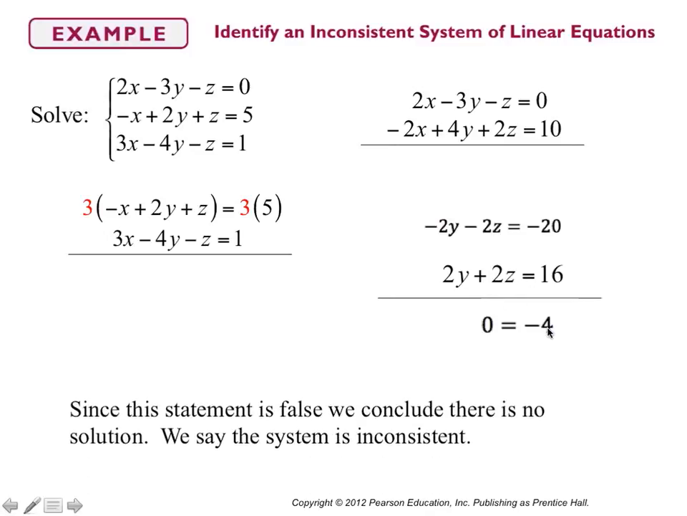Now, we know that this is not a true statement. So since the statement is false, we're going to conclude that there is not any solution. So we would say the system is inconsistent. And we looked at a couple of examples of what that might actually look like.